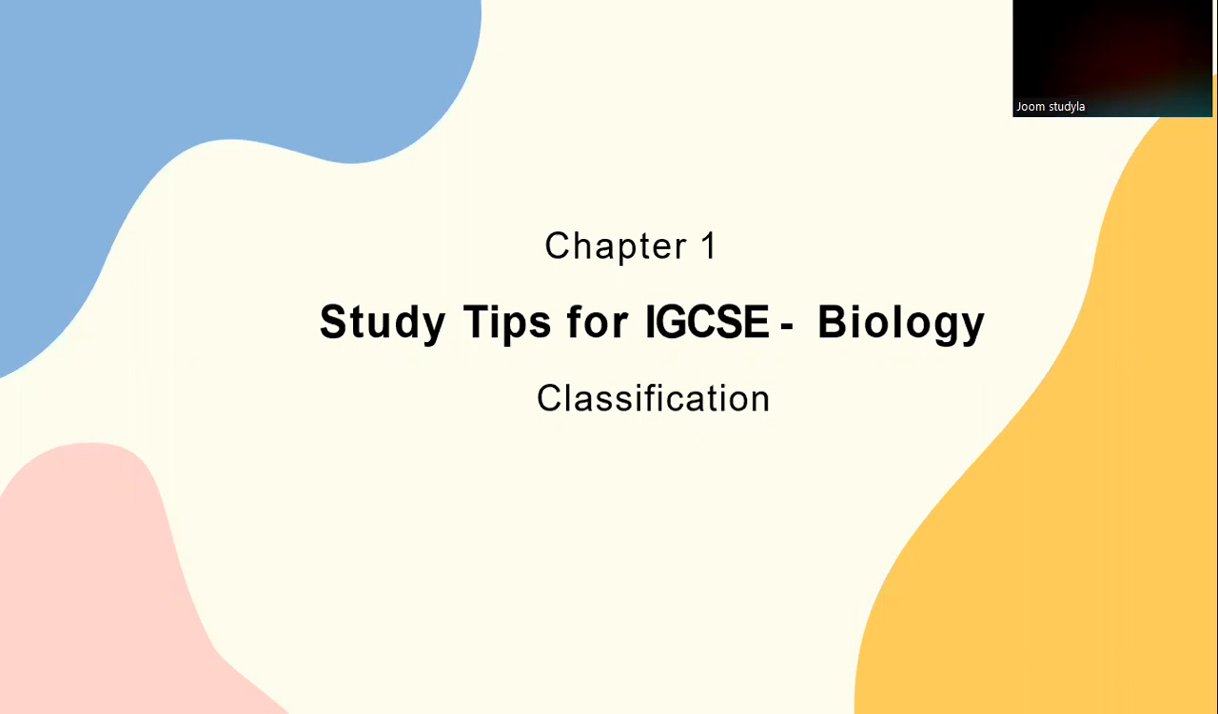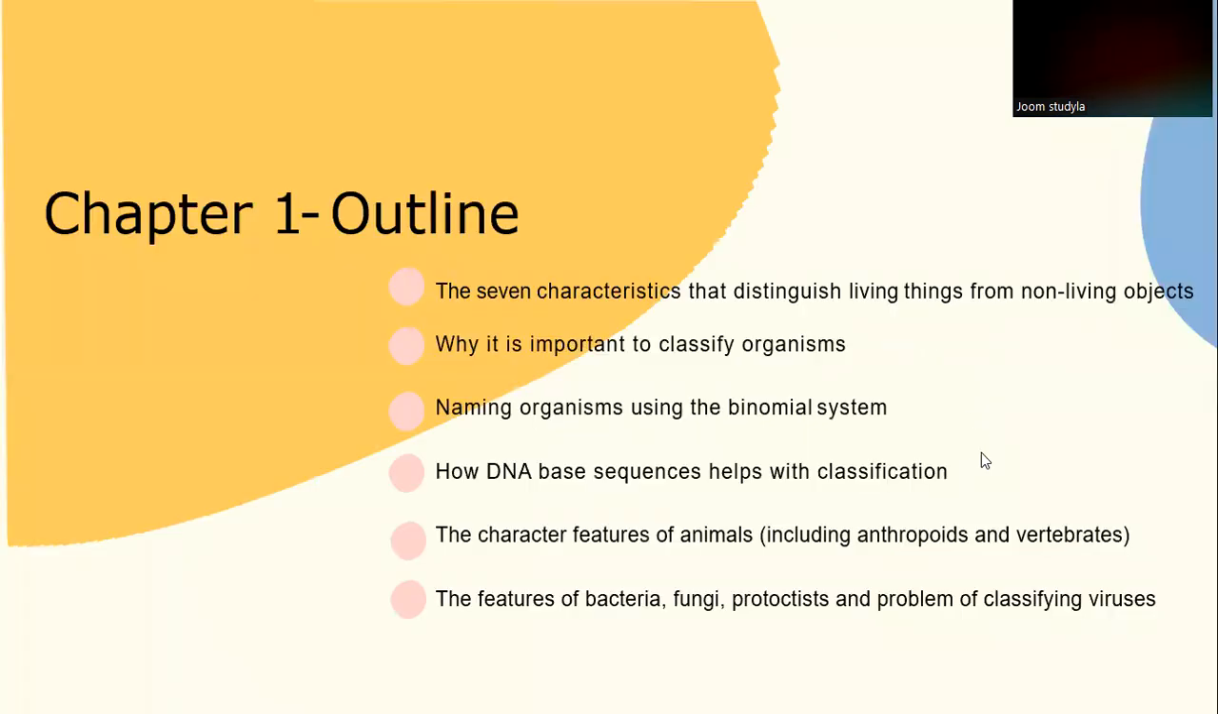Today's topic is related to classification. In this topic, you will find out about the 7 characteristics that distinguish living things from non-living objects, why it is important to classify organisms, naming organisms using the binomial system, how DNA-based sequences help with classification, the character features of animals including arthropods and vertebrates, and finally the features of bacteria, fungi, prokaryotes, and the problem of classifying viruses. So, without delay, let's begin.